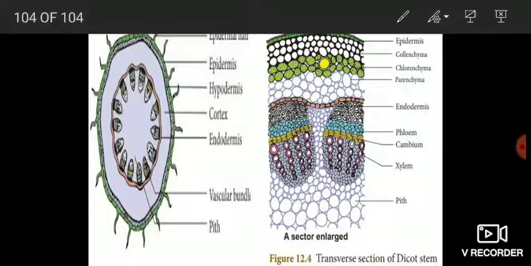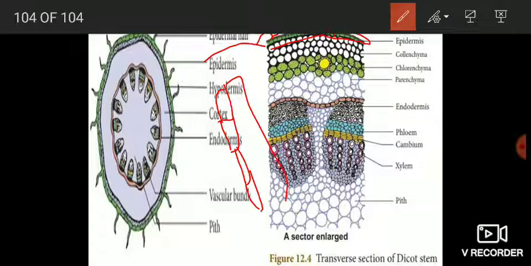Here you can see in the image the outermost layer which is made up of barrel-shaped cells. It is known as epidermis, and these cells are covered on their outer side by cuticle, and at some places you will find a number of multicellular uniseriate trichomes. Multicellular means they are composed of a number of cells which are arranged in a single row, uniseriate.